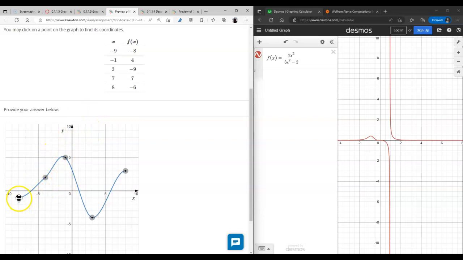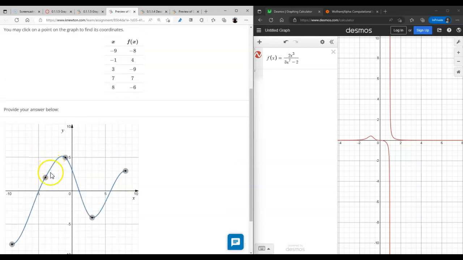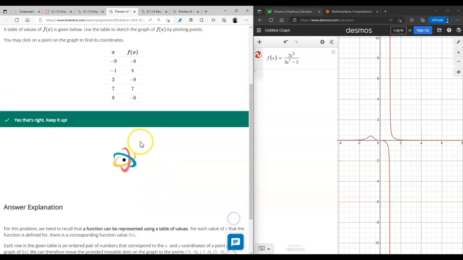-9, -8. Yes, this is actually a pretty fun task. -1, 4. 3, -9. 7, 7. So let me just spread them out. -1, 4. 3, -9. 7, 7. And 8, -6. That's so cool.